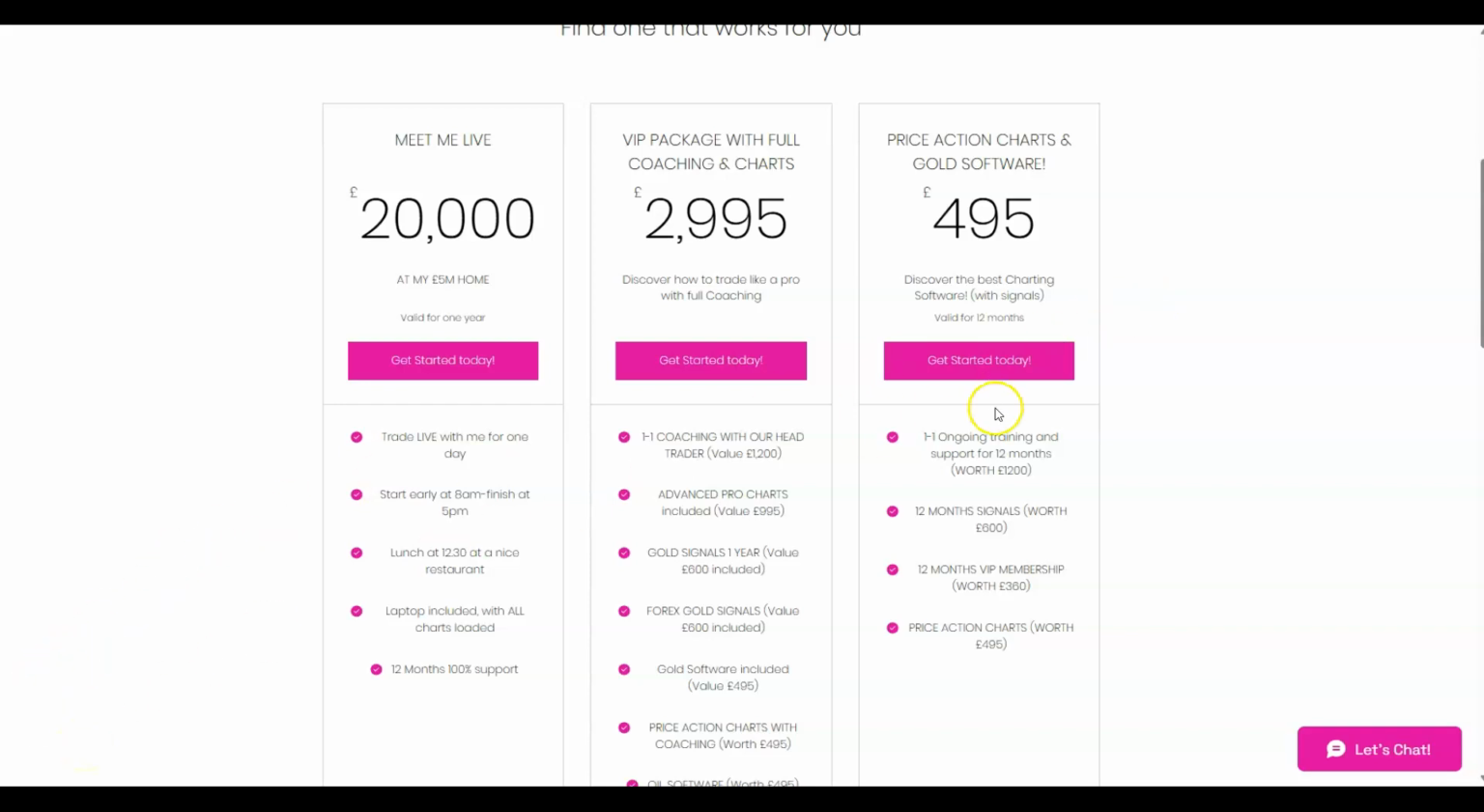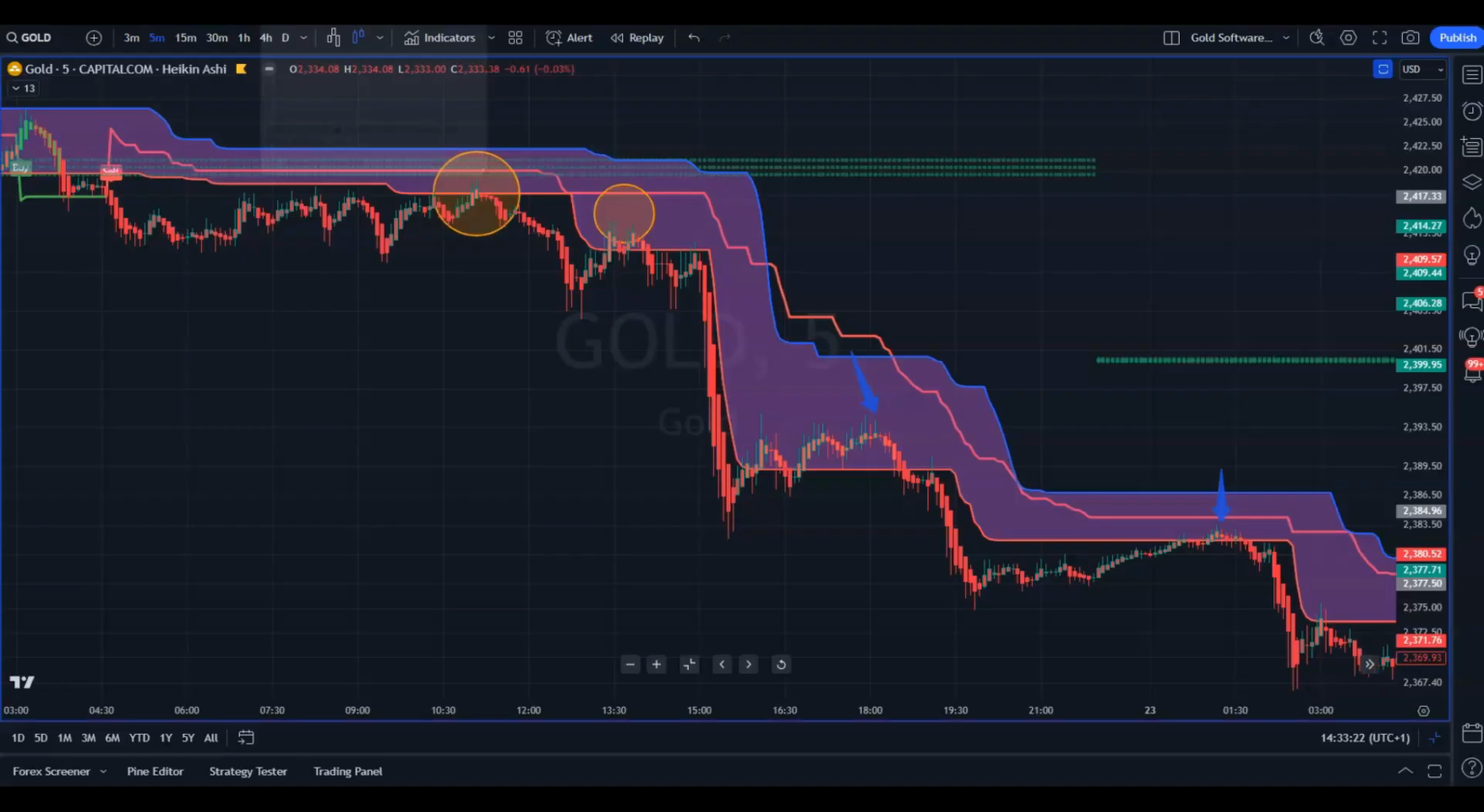The other thing to note here, if you have a look on the bottom right of the website, on all the pages now you can just click on chat there, and we'll come back to you with any questions you might have while you're on the site. But let's go into the gold software and see what's going on. Let me go to the 30-minute chart first of all.